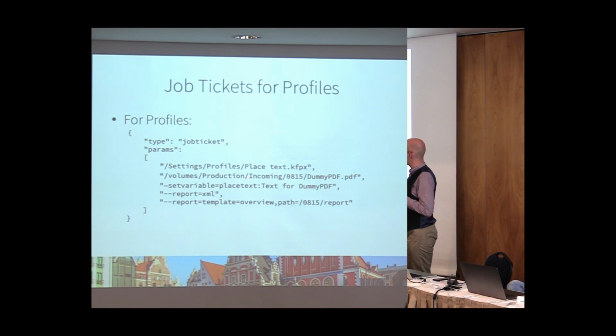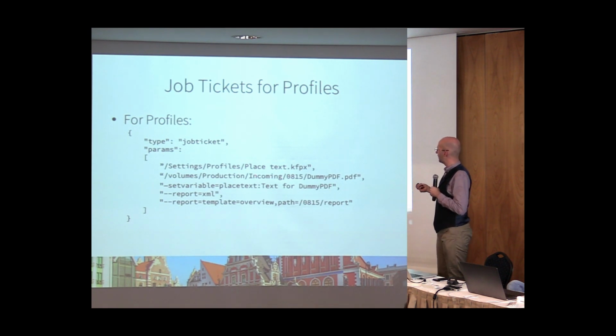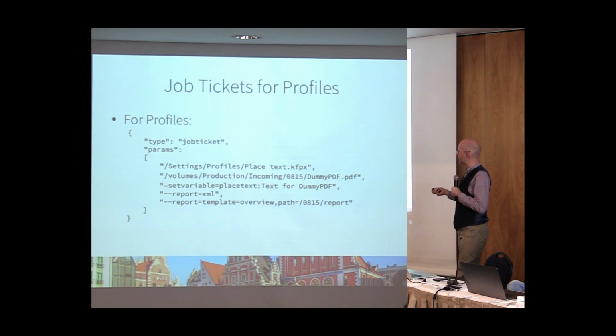So you have the path, let's say, to the KFBX. You have a path to the incoming PDF somewhere on your volumes, on your mounted system. You can also set the variables. You can set reports. You can also, when ordering multiple reports, for example, with a subfolder or without a subfolder or a destination file name for that report, you are completely free, like you know it from the CLI input.